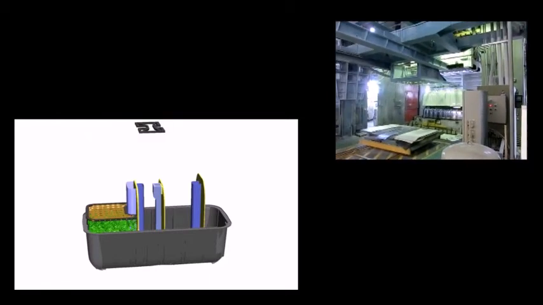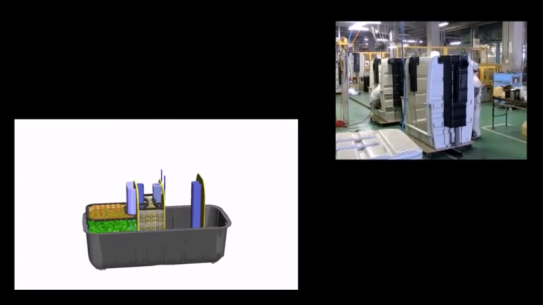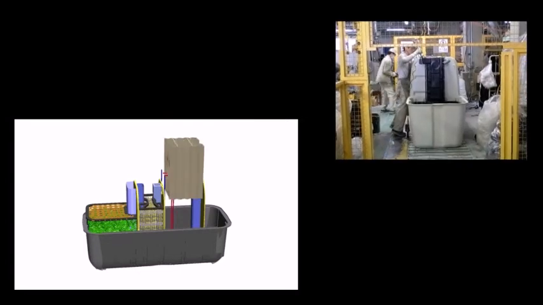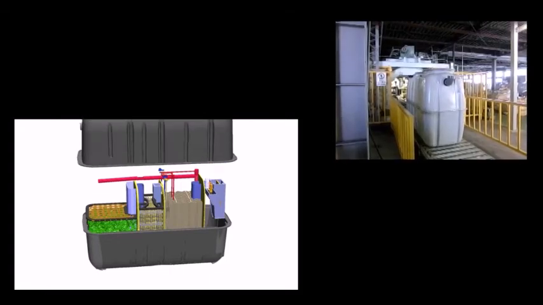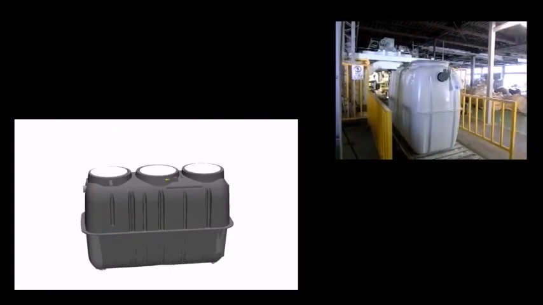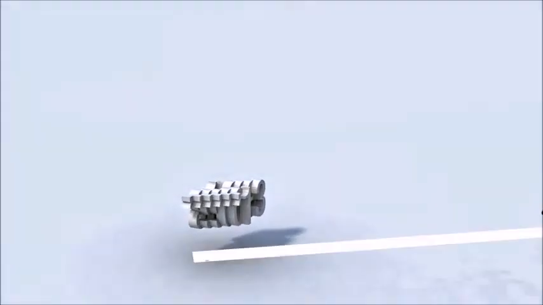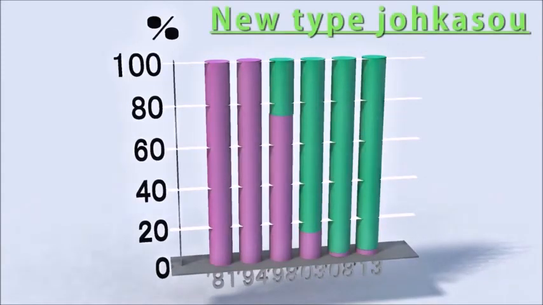New types of JOHKASOU have adopted advanced wastewater treatment technologies. In addition, JOHKASOU with smaller volumes than the conventional ones and high performance are manufactured. Therefore, the demand for the new types of JOHKASOU is strong. Its share among the newly installed JOHKASOU in Japan is over 90%.